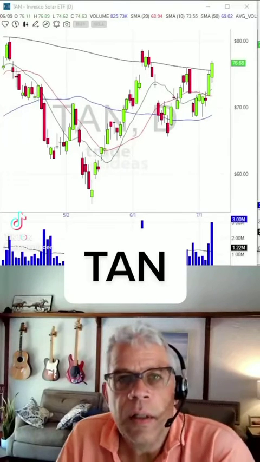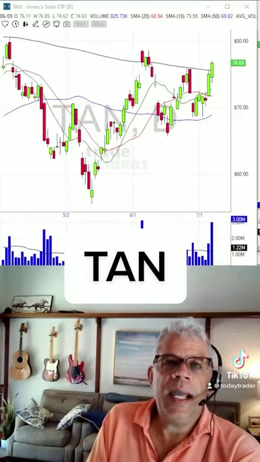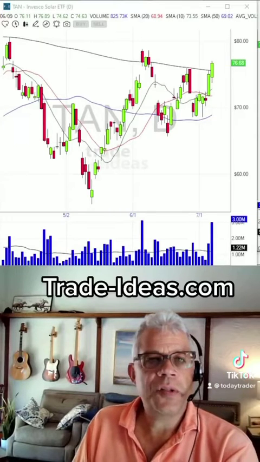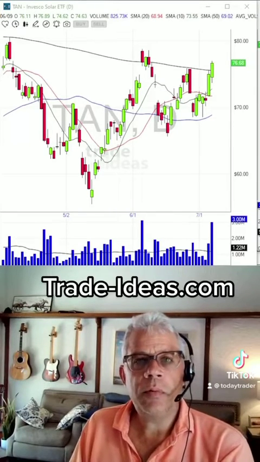Hello, friends. The trade of the week this week is TAN. That's the ETF for the solar sector. So if you want to learn more, don't scroll.